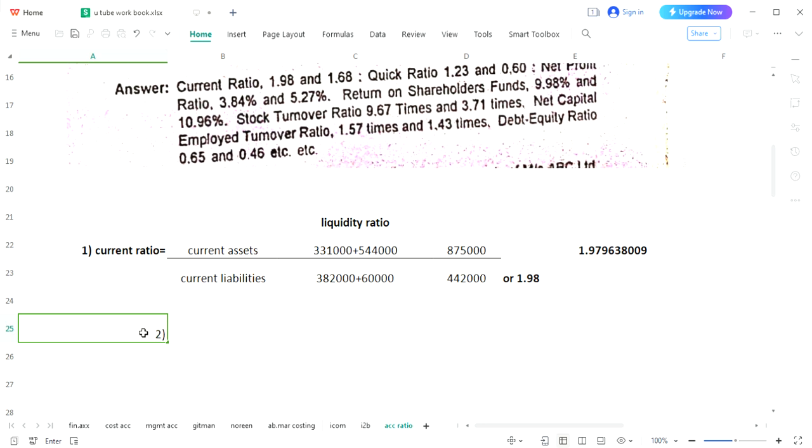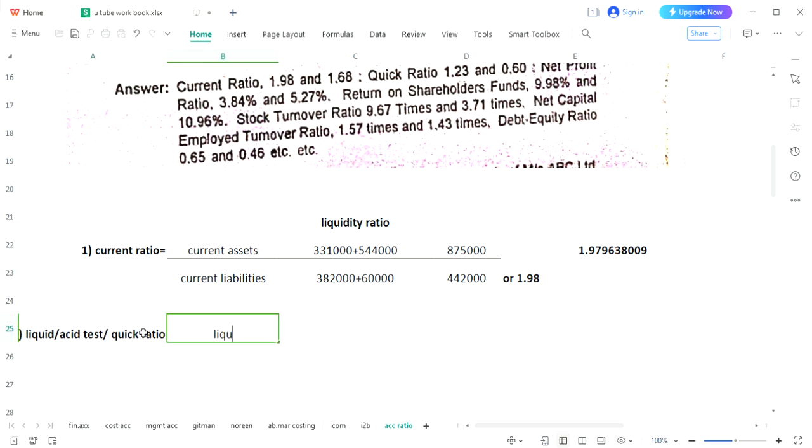In liquidity ratio, the second ratio is the liquid ratio, or it may be called the acid test ratio, or it may be called the quick ratio. So these are three different names for liquid ratio. And how do we calculate it? As usual, we need to put liquid assets first, and you will divide it by current liabilities. In this way our acid test ratio can be calculated.